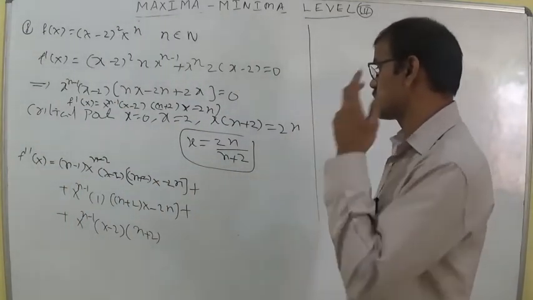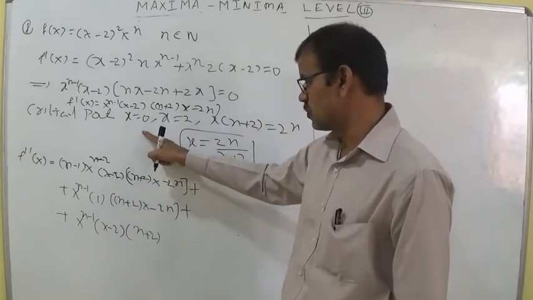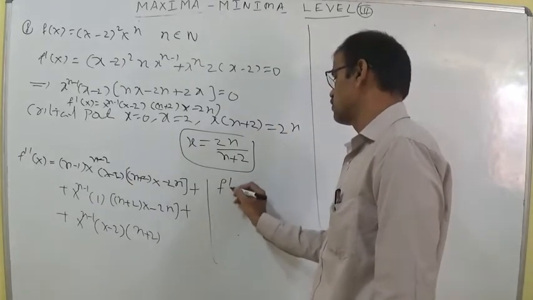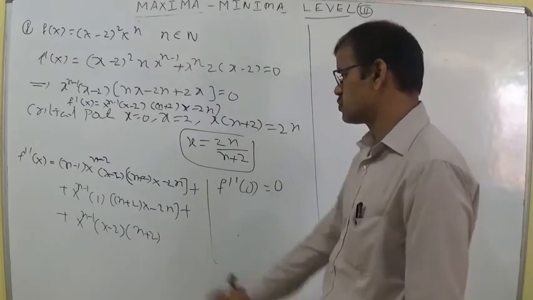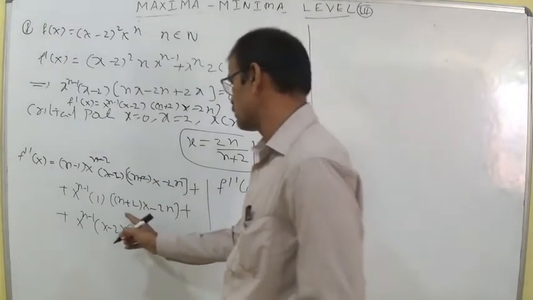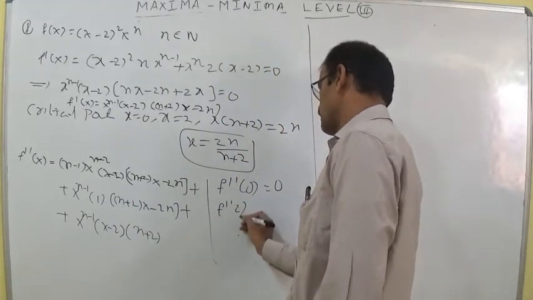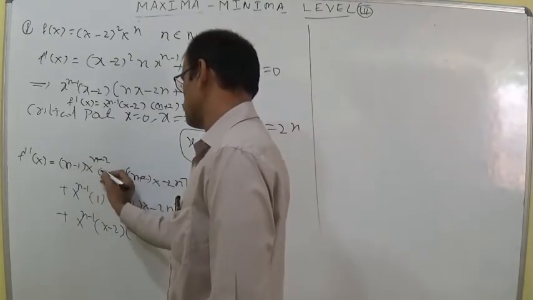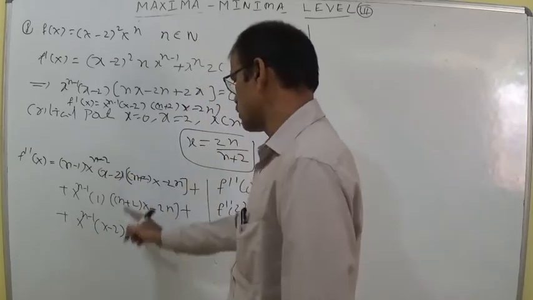Now let us discuss the critical points in f''(x). If we put x equal to 0, this becomes 0, this becomes 0, this becomes 0. So at x equal to 0, f''(x) is 0. Put x equal to 2: this becomes 0, this becomes 0, but this will not become 0. At x equal to 2, I am writing f''(2). This becomes 0 because this is x minus 2. This is x minus 2, so this is 0 and this is 0.